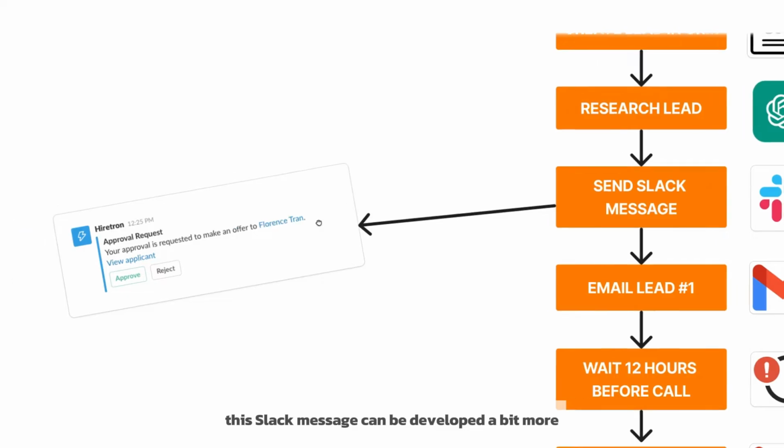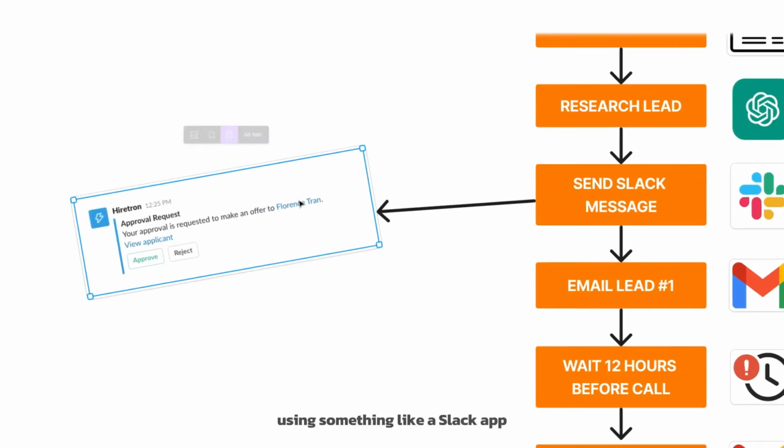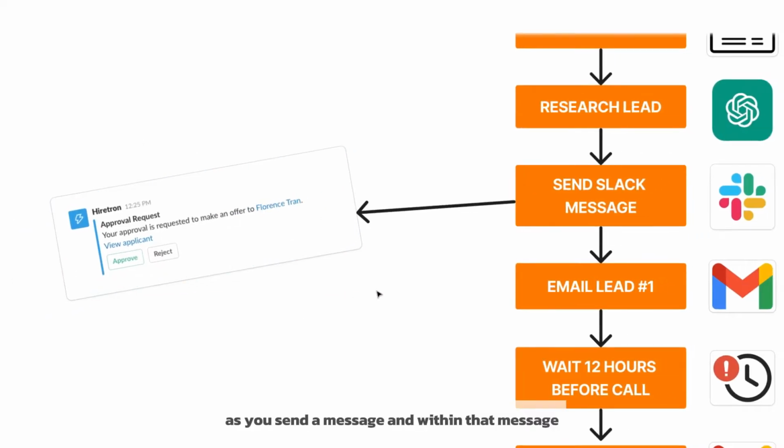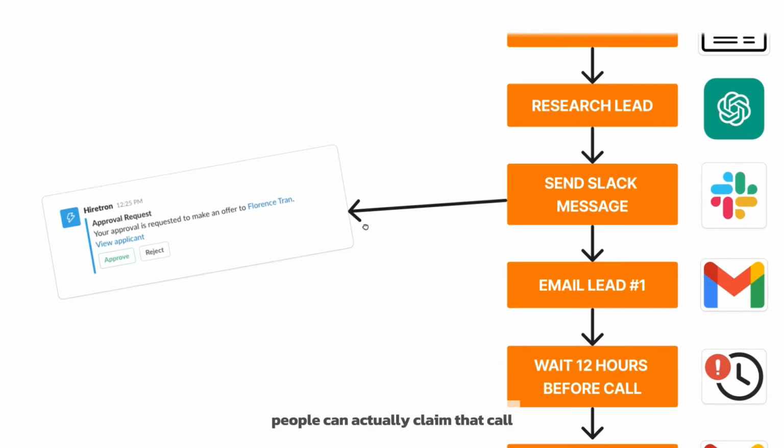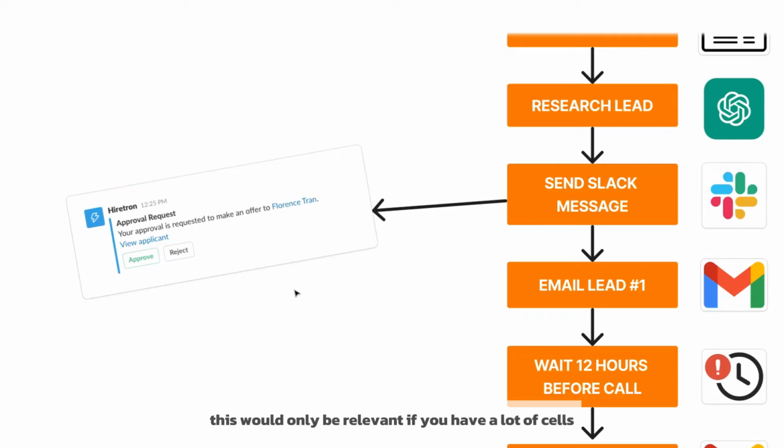This Slack message can be developed a bit more using something like a Slack app, whereas we send a message, and within that message, we also include a button where different salespeople can actually claim that call. Now, this would only be relevant if you have a lot of salespeople. If it's just you taking the calls or you have one sales rep, then I wouldn't recommend setting something like this up. But if you have a lot of salespeople that basically have to approve the calls or claim them, this is the perfect thing because they can just press a button and then it'll be assigned to them straight away.